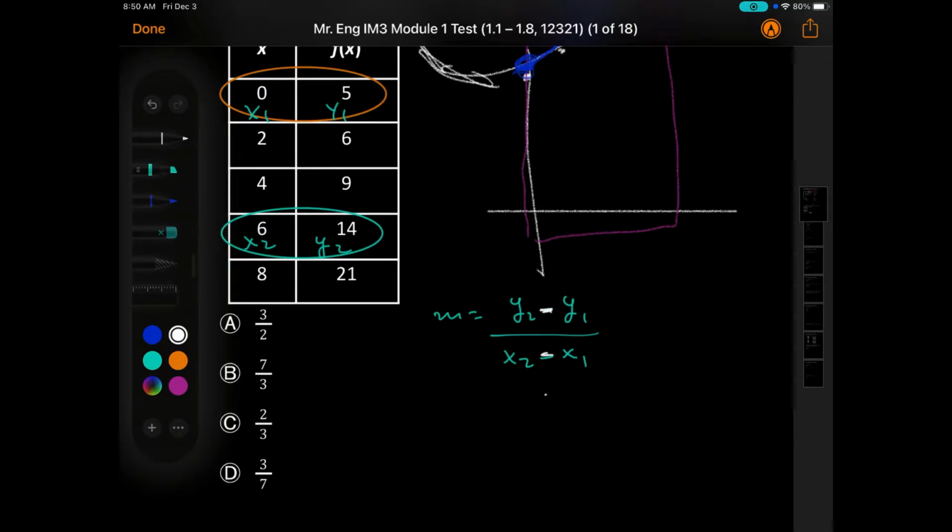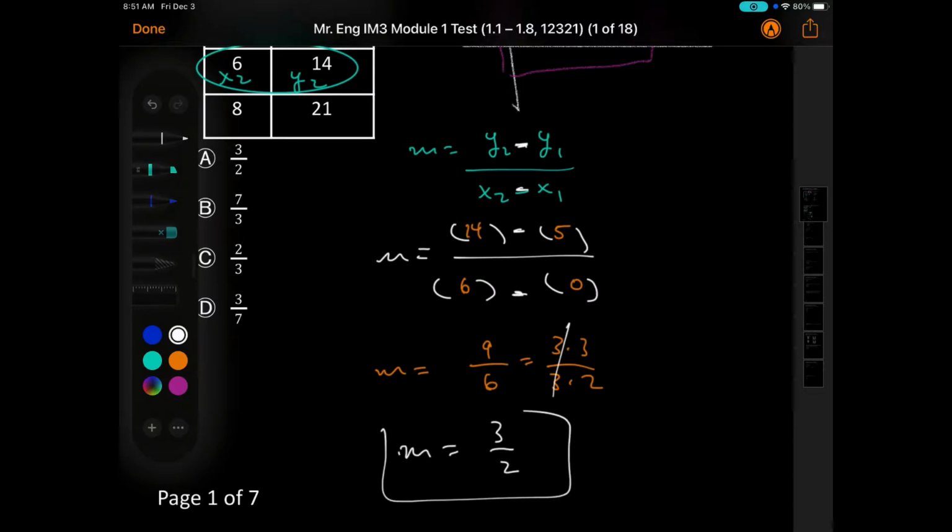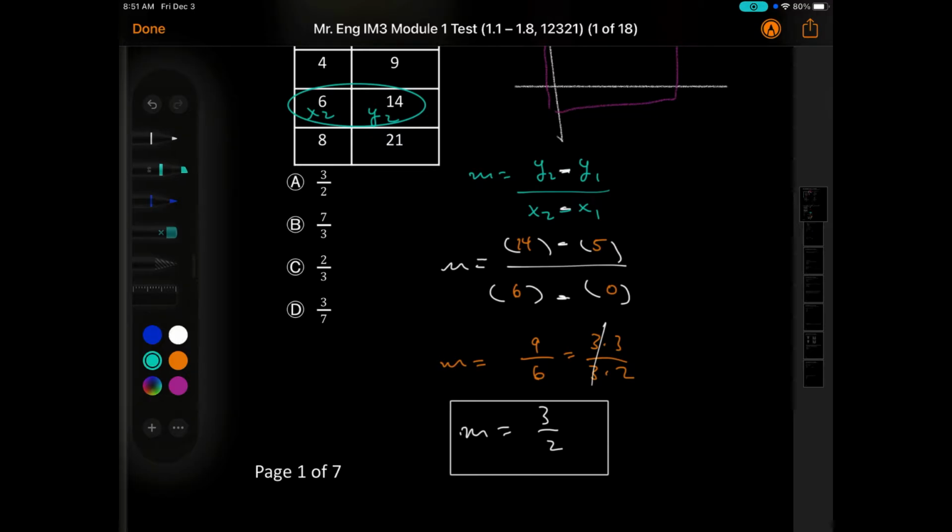I'm going to highlight the negative sign because that's generally a mistake of students. And when we do our substitutions, we're going to put those in parentheses. So my y2 value is 14. The y1 value is 5. x2 value is 6. And the x1 value is 0. So 14 minus 5, that'll give me 9 over 6. And the factors of 9 are 3 and 3. 6 is 3 and 2. So you have m equals 3 halves. So our answer is A.